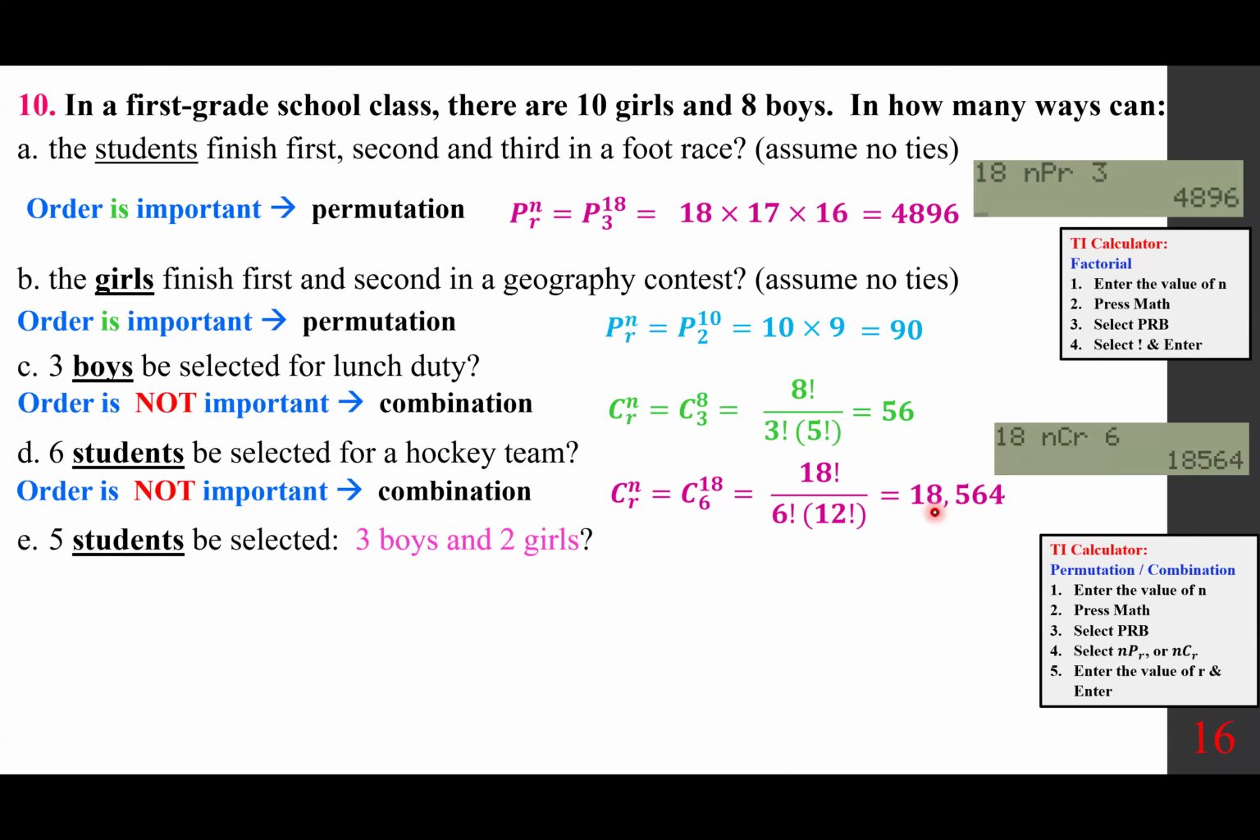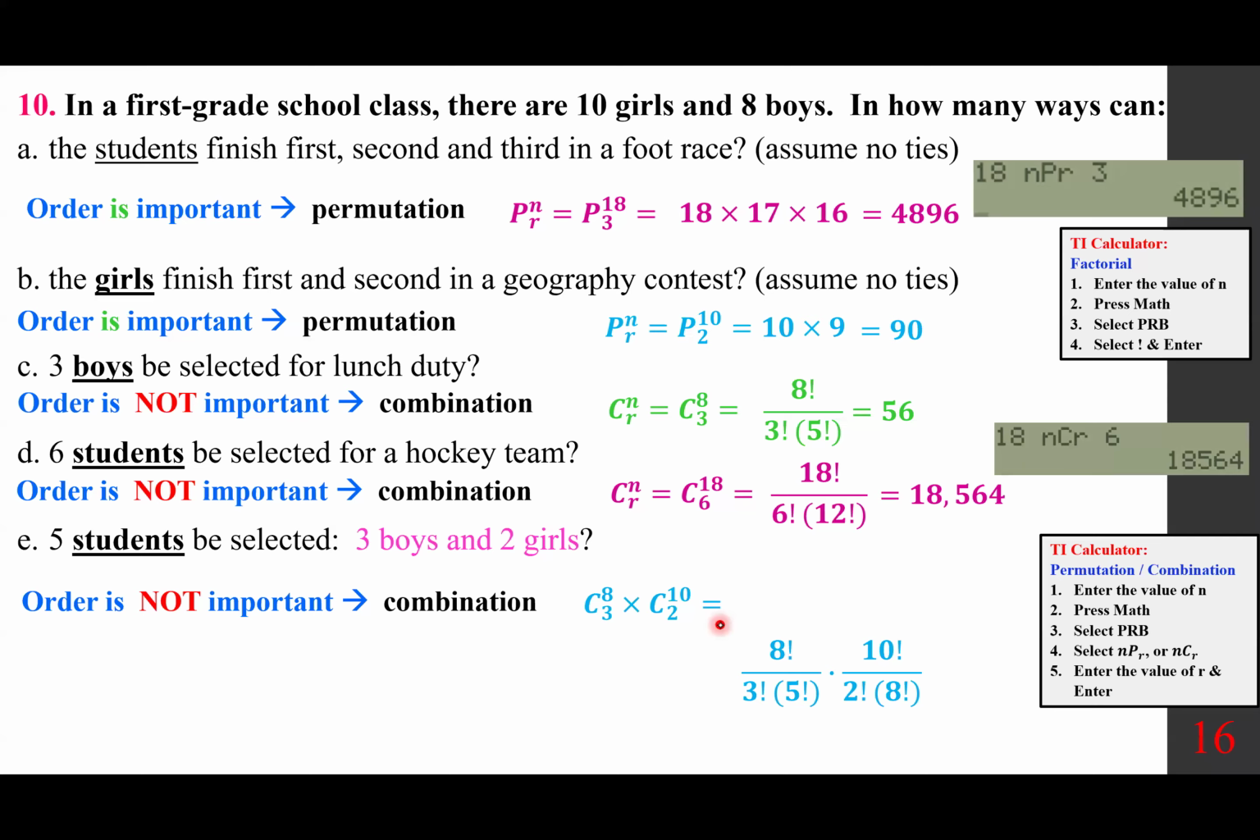5 students be selected, 3 boys specifically and 2 girls. So from boys, we're going to choose 3. From girls, we're going to choose 2. Obviously, this is a combination. Order is not important, but let's stick with each case. So for boys, combination of 8, choose 3. For girls, combination of 10, choose 2, and multiply the two. Okay. 8, 3, 10, 2, and you go through the process.